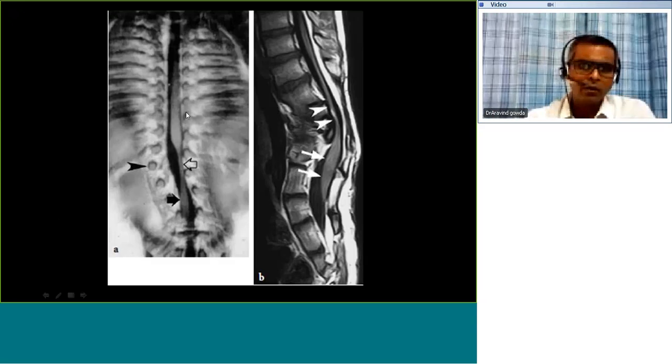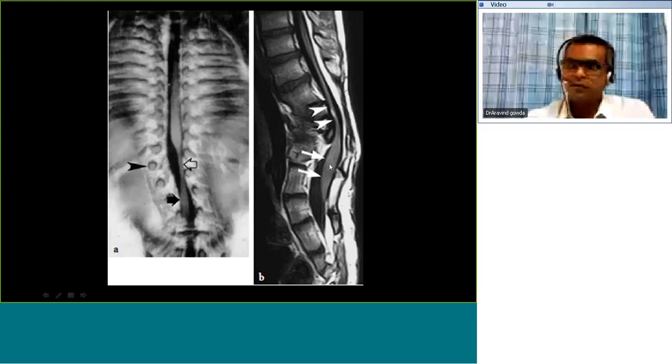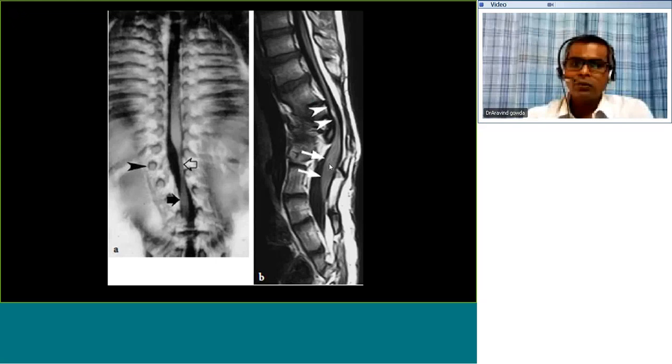So this is a picture I have taken from the literature. You can see there is hypoplasia of the spinal cord as such, but the spinal column is present, which may be associated with some segmentation anomalies. Otherwise, it will not be totally absent. So this is where there will be hypoplasia and the normal cord is seen. This also may be associated with tethering and low lying of the cord.